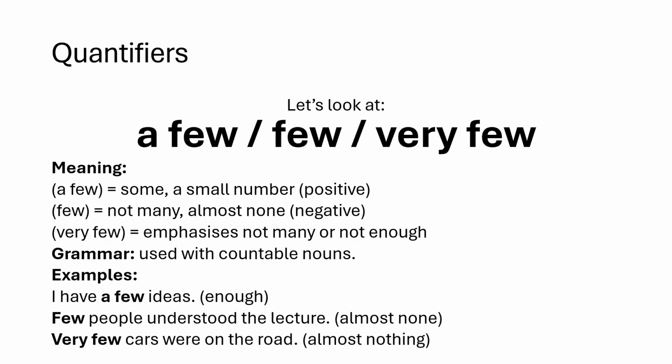Let's look at a few, few, and very few. A few means some, a small number, and it is positive. Few means not many, almost none, and it is negative. Very few emphasises not many or not enough. They are used with countable nouns. Here is how they are used in example sentences.